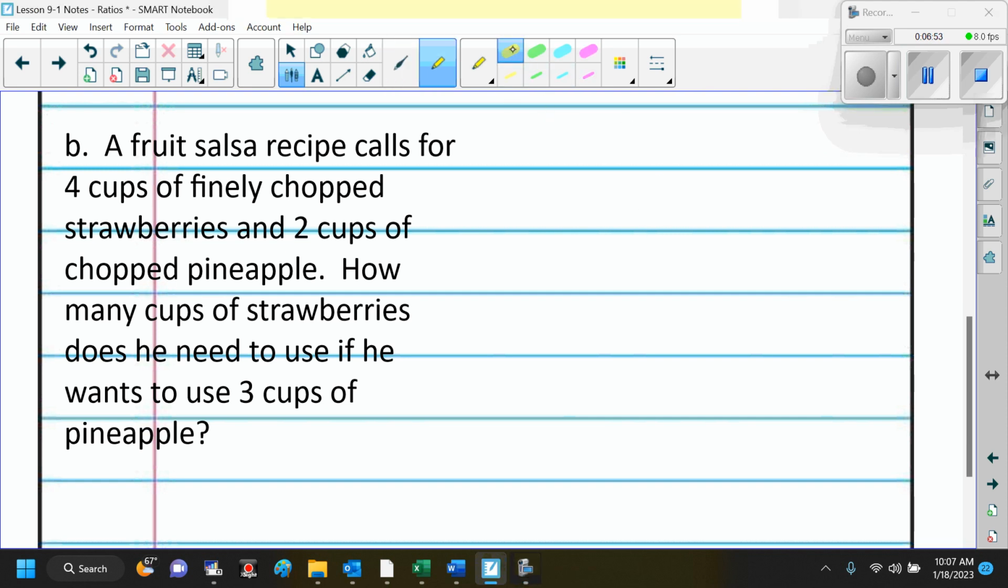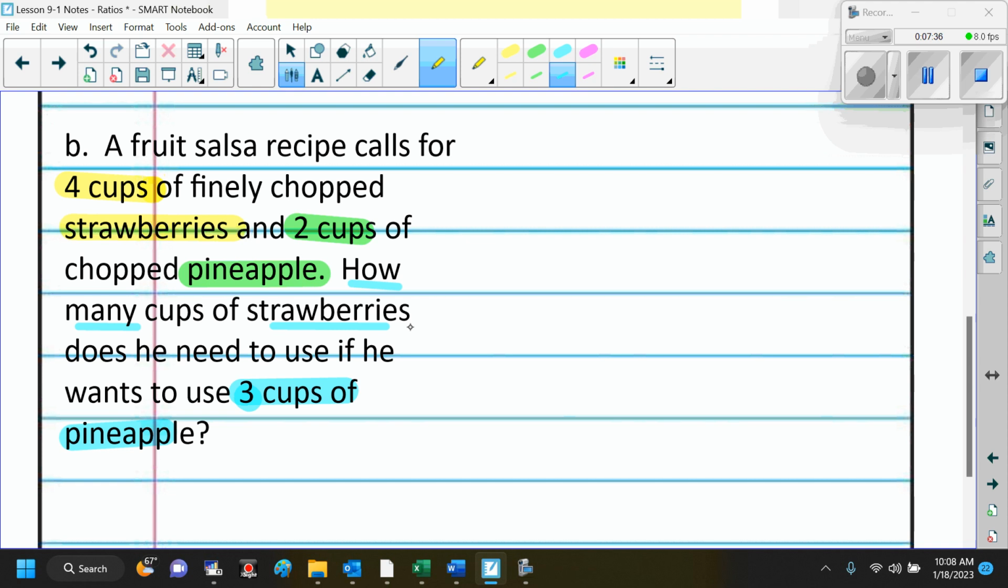Yes, Martha. So it calls for 4 cups of strawberries. What else is important here? 2 cups of pineapple. Very good. And we want to know how many cups of strawberries he needs to use if he wants to use 3 cups of pineapples. So there's the last bit. We want to use 3 cups of pineapple, and we want to know how many cups of strawberries.